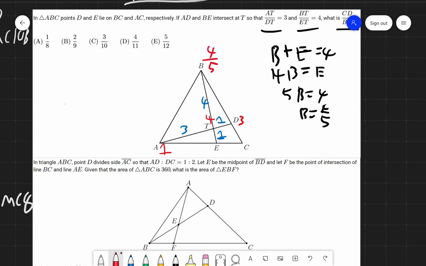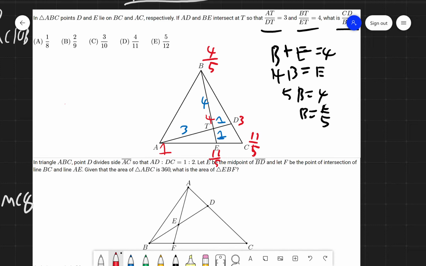So now we can find that 3 is 15/5, and so that means that C is 15/5 minus 4/5, which is 11/5. We can double check that here. If B is 4/5, then E is 4 minus 4/5. 4 is 20/5, so this would be 16/5, and this also checks out. 1 plus 11/5 is 5/5 plus 11/5, which is 16/5, so we're all good there.